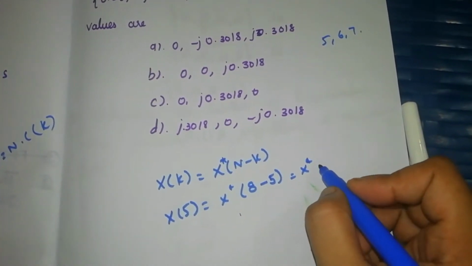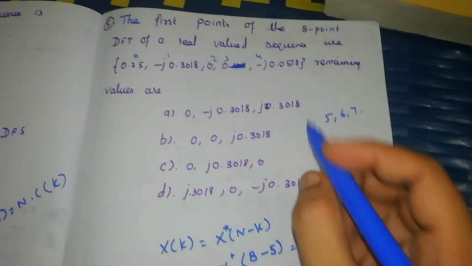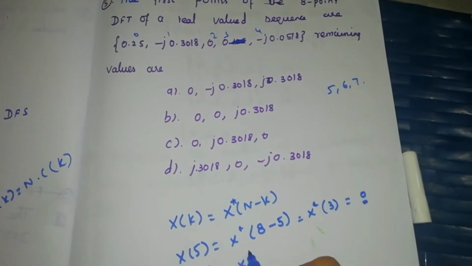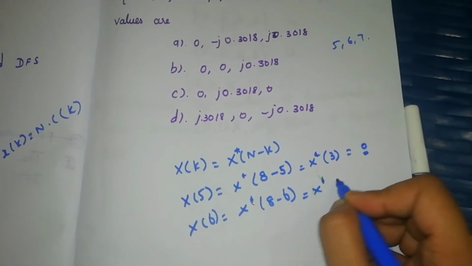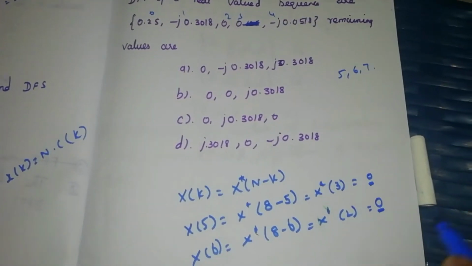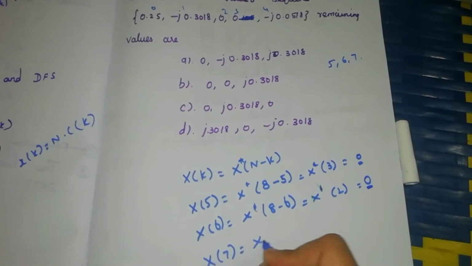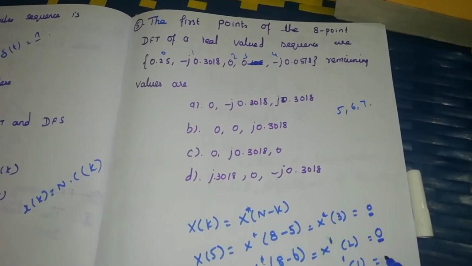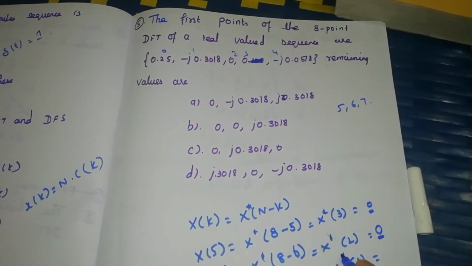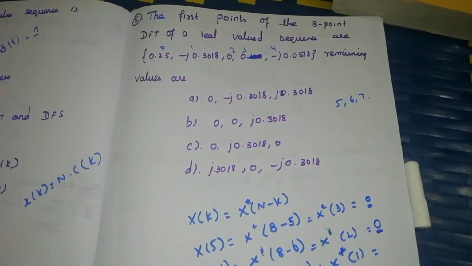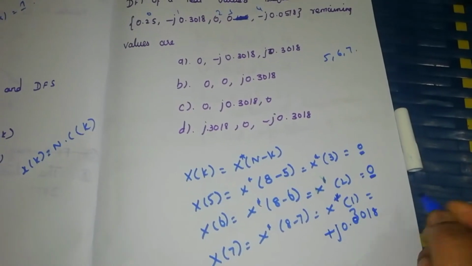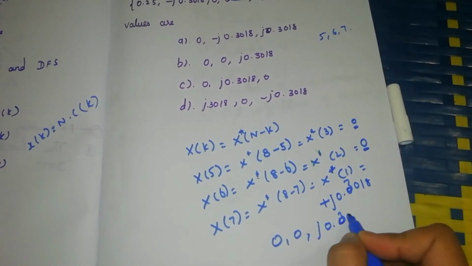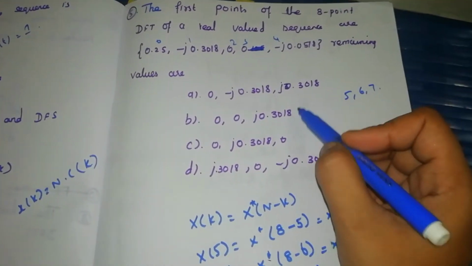conjugate of X of 3. So here X of 3 is 0, so this is also 0. And X of 6 is equal to 8 minus 6, 2. And here X of 2 is also 0, so the value is 0. X of 7, conjugate of 8 minus 7, that is 1. And here X of 1 is minus j 0.3018, so taking the conjugate, this will become plus j 0.3018. So the answer is 0, 0, j 0.3018. So the answer here is B.